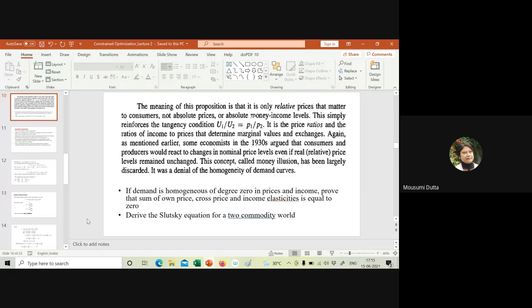Are you familiar with the derivation of the Slutsky equation? When you did Cramer's rule, did you do this? Derivation of the Slutsky equation in a two-commodity world or n-commodity world, did you do this in that part of the mathematical economics course this semester? No, ma'am. You didn't do the Slutsky equation. Okay, in the Cramer's rule section, you didn't do it. So first, let me discuss one issue related to the idea that demand is homogeneous of degree 0, then I'll move towards the Slutsky equation.